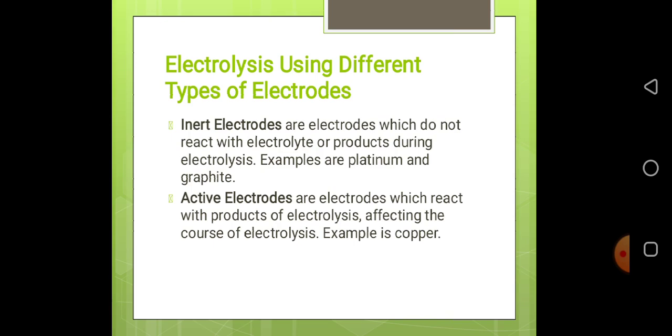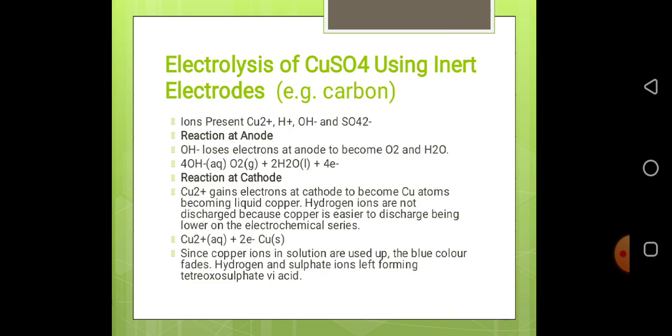Active electrodes are electrodes which react with the products of electrolysis, affecting the course of electrolysis. An example of an active electrode is copper. Now, electrolysis of copper sulfate using an inert electrode, for example carbon.